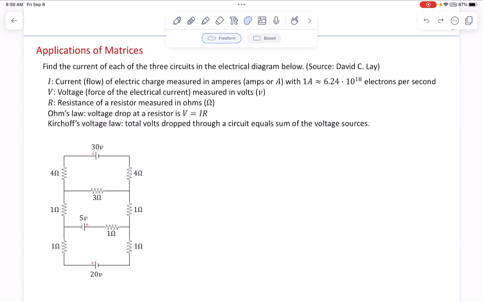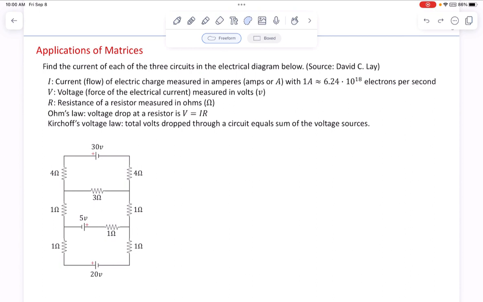V will stand for the voltage, which is the force of the electrical current, and it's going to be measured in volts, and we'll use a V for that. R is the resistance of a resistor, measured in ohms, and we use the Greek letter omega to represent ohms. And a resistor is something that drains voltage. For example, electricity passing through a light bulb, voltage gets drained in order to create the light. Now, Ohm's law suggests that the voltage drop at a resistor is equal to the current times the resistance. So it's going to be I times R.